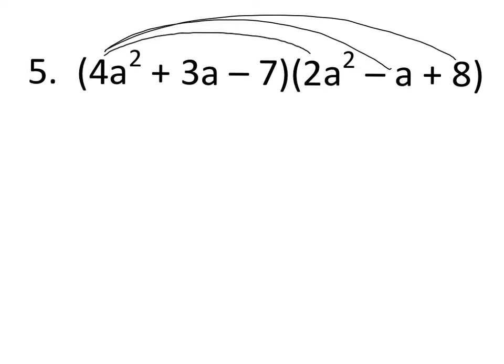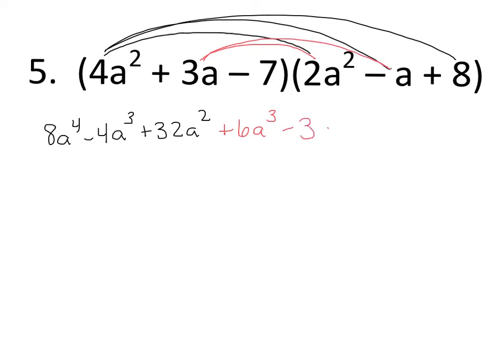Okay, so I've got 8a to the 4th minus 4a to the 3rd. Again, remember we're adding those exponents. And then plus 32a squared. Okay, now I'm going to move to red, and I'm going to work that 3a. So I'm going to take that 3a to the 2 and get plus 6a cubed, or to the 3rd power. Remember, add the exponents. Minus 3a squared plus 24a.